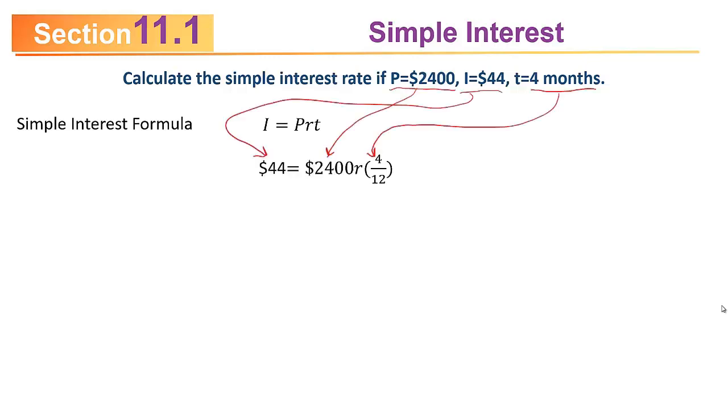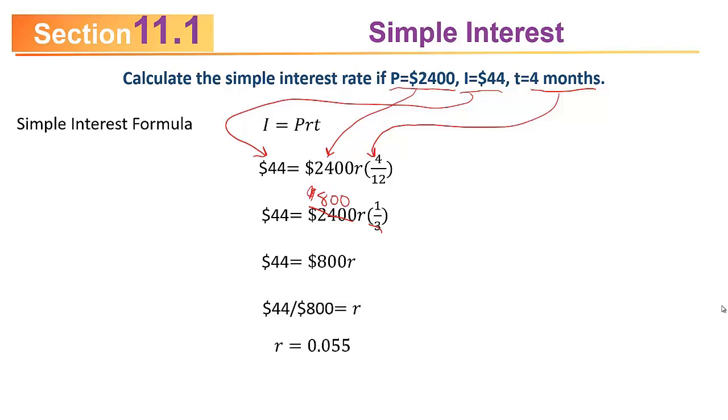So we know that the amount of interest is $44, that's capital I. The principal or present value is 2,400, and it's 4 months, that's 4/12 of a year for T. And of course 4/12 is 1/3, and 1/3 times 2,400 is 800. So you get 44 is equal to 800 R, and if you divide both sides by 800, you end up with R is equal to 0.055, and if you change that to a percent, you get 5.5%.